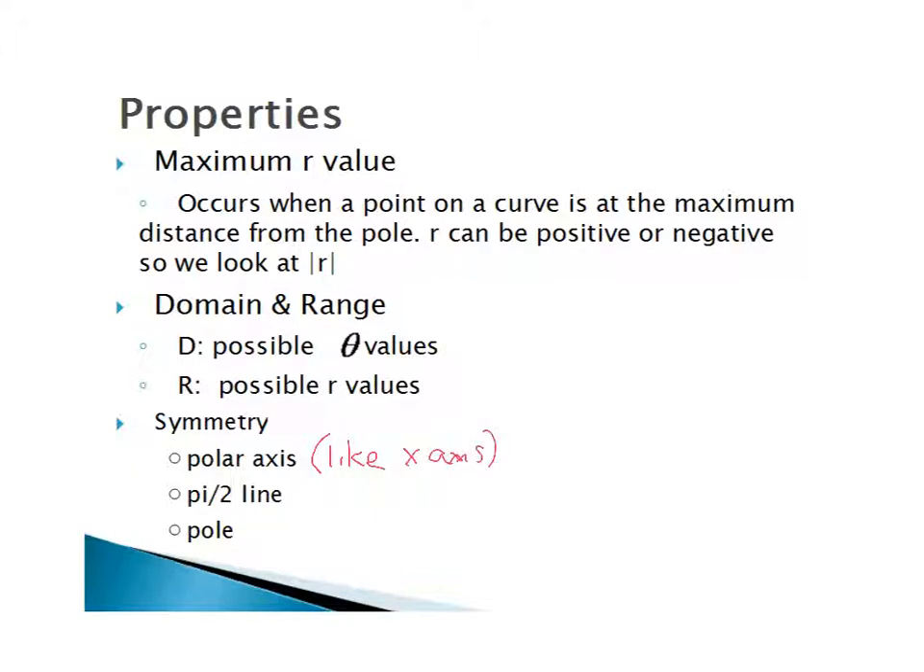And then we have this pi over 2 line symmetry. And the pi over 2 line is like your y-axis, but it's not called the y-axis. So when you're looking at the graph, you're thinking it looks like y-axis symmetry. And then you have pole symmetry, which means it's around the actual pole, and that's kind of like origin symmetry. Just trying to tie this back to what you're familiar with on your rectangular graph.